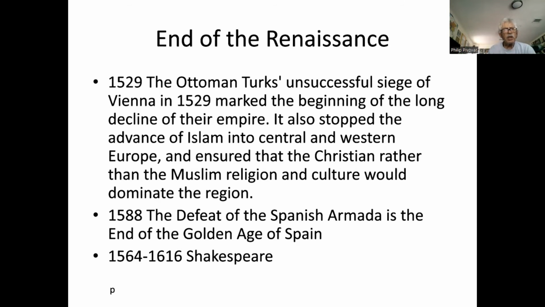Okay, 1529, the Ottoman Turks' unsuccessful siege of Vienna in 1529. Remember, I made reference to this, marked the beginning of a long decline of their empire, the Turks. It also stopped the advance of Islam into Central and Western Europe and ensured that the Christian rather than the Muslim religion and culture would dominate the region. Wow, what a turn of events.